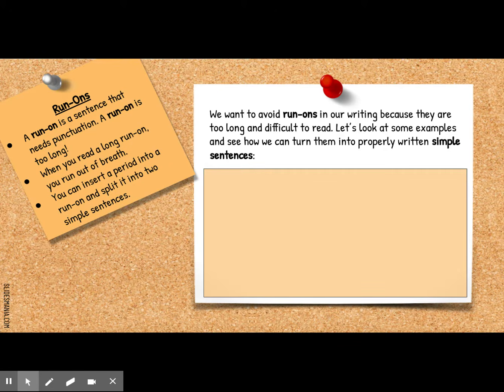Just like we want to avoid fragments, we want to avoid run-ons in our writing too, because they're too long and they're difficult to read. Let's look at some examples and see how we can turn them into properly written simple sentences.